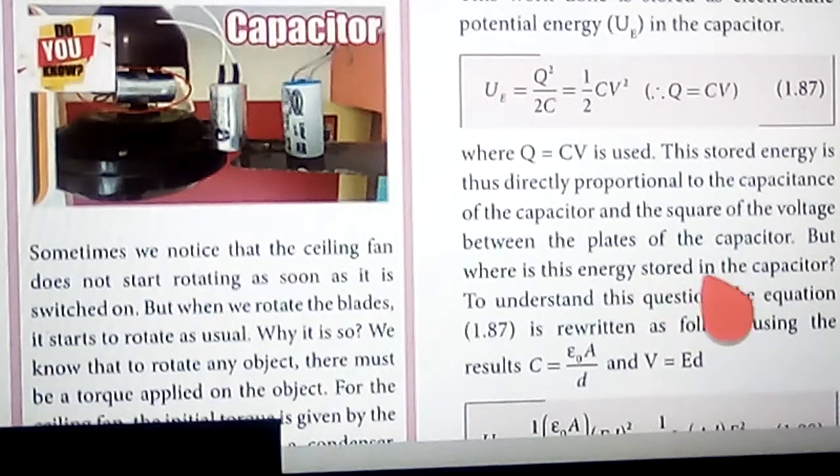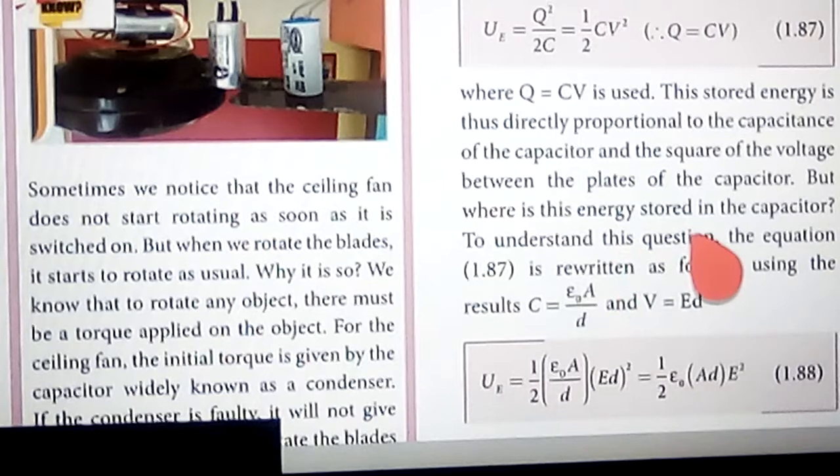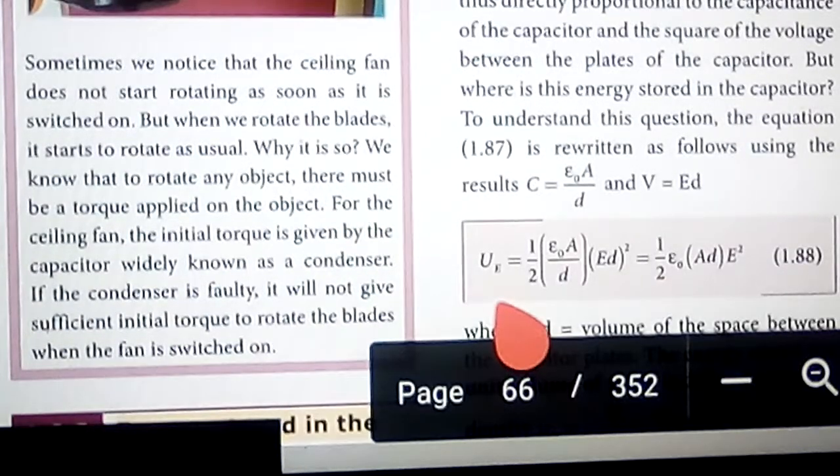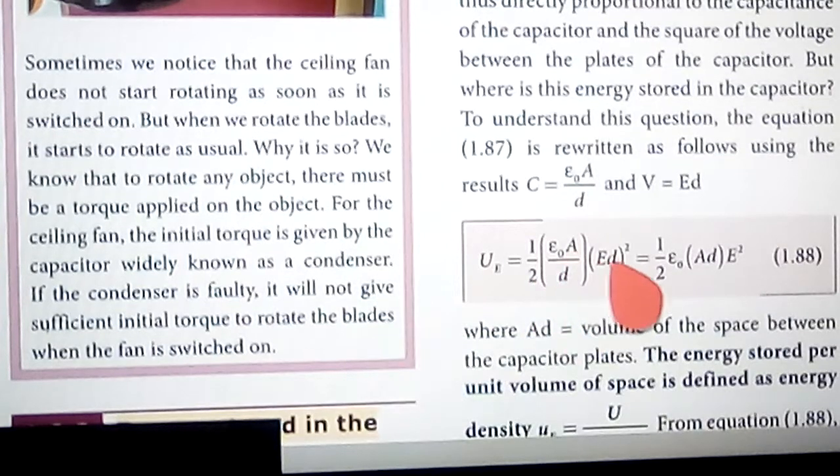But where is this energy stored in the capacitor? To understand this, equation 1.87 can be rewritten as follows. Using the result C equal to epsilon naught A by d, that is the expression for the capacitance of a parallel plate capacitor, and V equal to Ed, the expression for the electrostatic potential energy is given as U_E equal to half epsilon naught A by d into Ed the whole square, that's equal to half epsilon naught A d into E square. That equation you can take as 1.88.